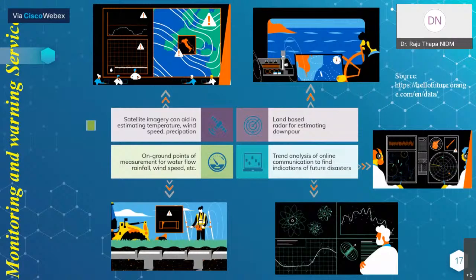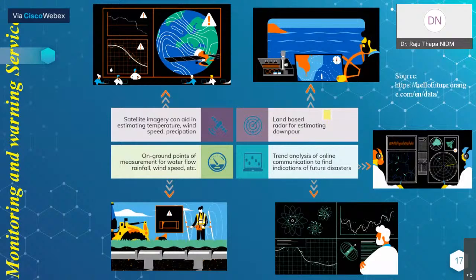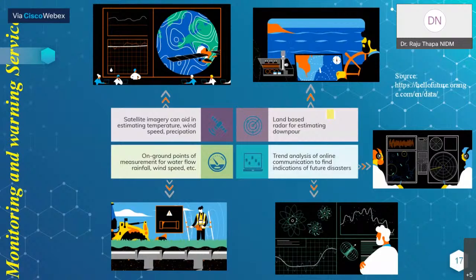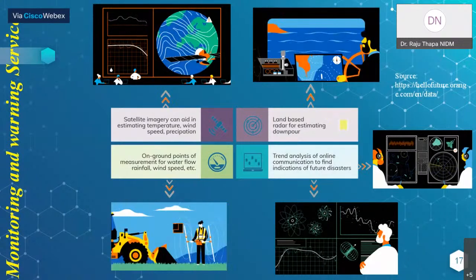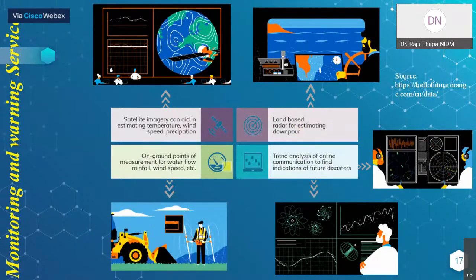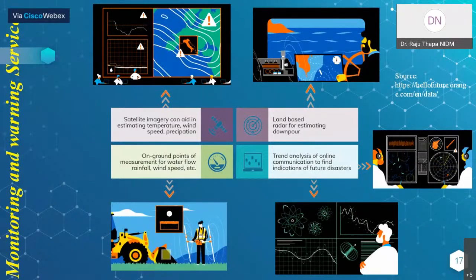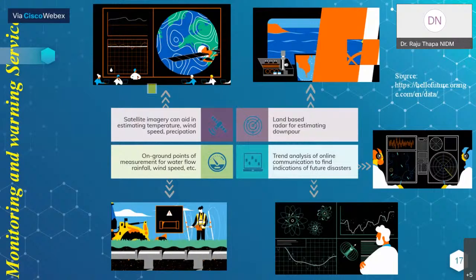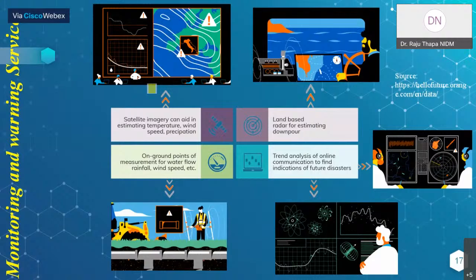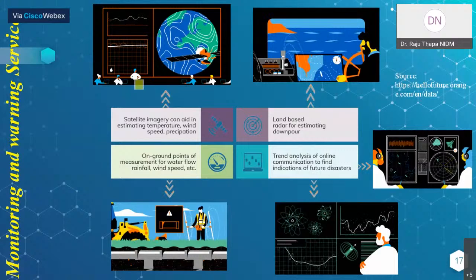Suppose you want to measure a flood, what are the parameters you will measure? For that you will go for automatic radar stations, where you will collect the rainfall data, how many centimeters or millimeters of rainfall has occurred. Similarly, if you want to understand an earthquake, you will go for the seismic wave data. All of this comes under monitoring and services.